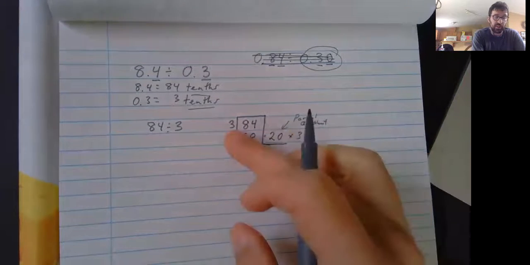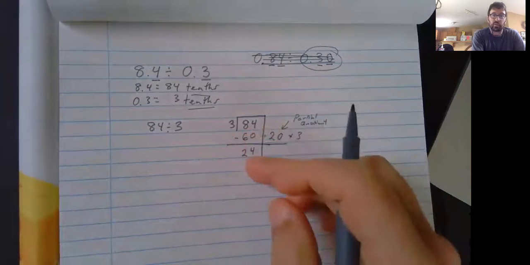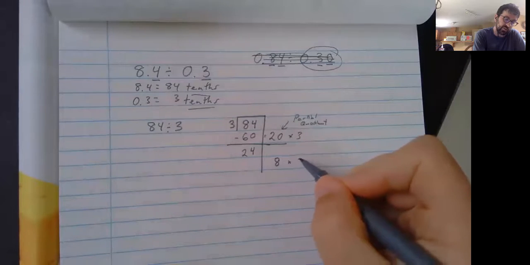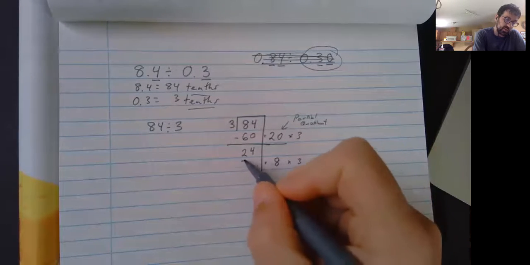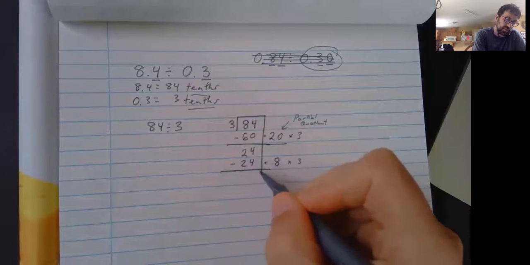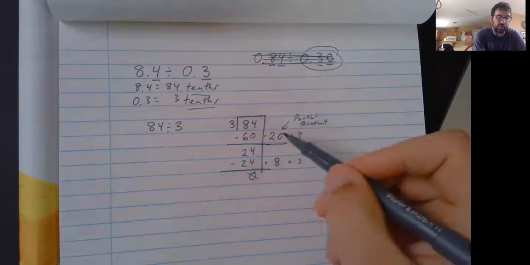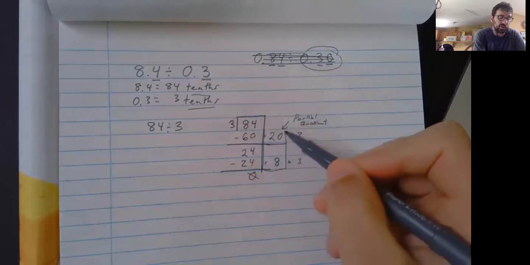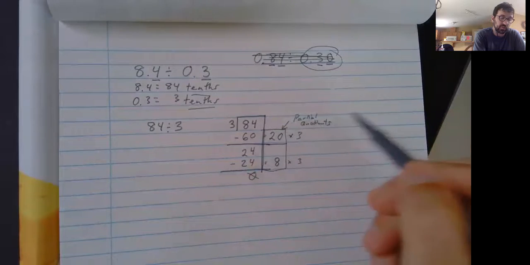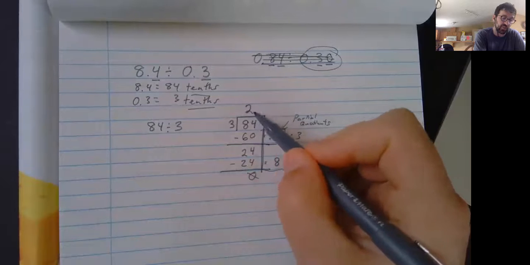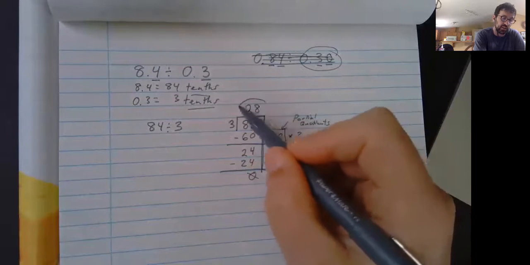I know that 3 times 8 is 24, so this will be 8. Again, times 3, right? That'll be 24. Get this down to 0. Bump, done, right? Because I'm not getting any more in there. These are my partial quotients. Both of these are. I'm going to add these together. I'm going to get the answer of 28.